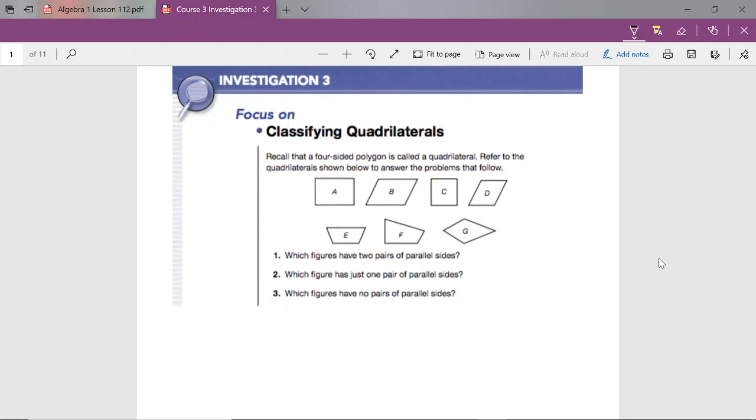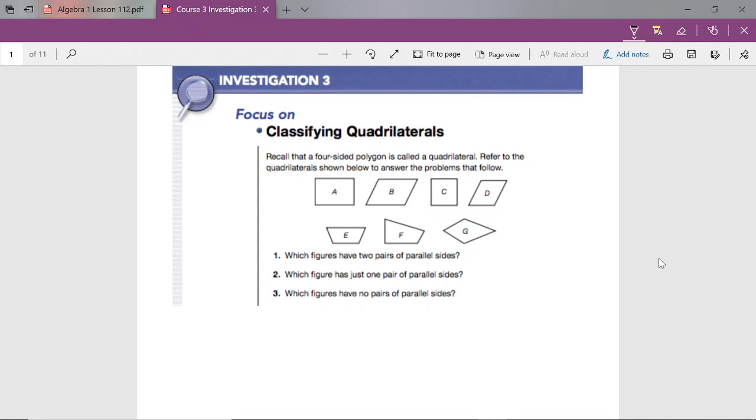How many parallel sides does it have? Things like that. So recall that a four-sided polygon is called a quadrilateral. Refer to the quadrilaterals shown below to answer the problems that follow. So we have A through G here, all different types of quadrilaterals, and the first thing we're going to look at is parallel sides.